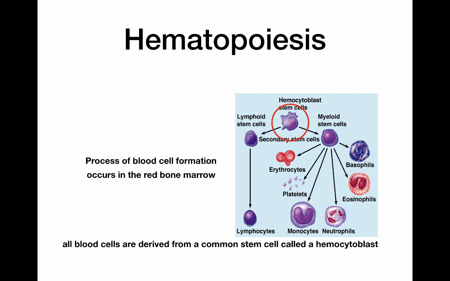And then you can see it will differentiate into the myeloid stem cells and the lymphoid stem cells. The lymphoid stem cells are going to produce lymphocytes, and the myeloid stem cells are going to produce all the other blood cells.